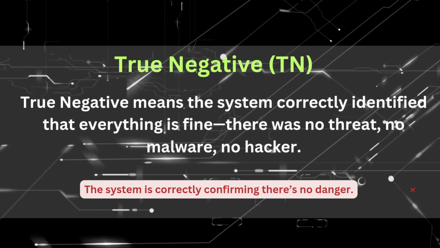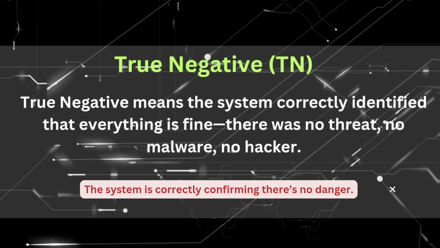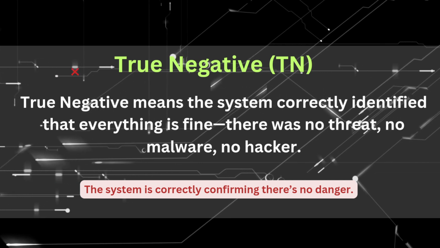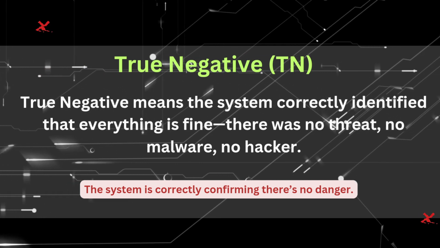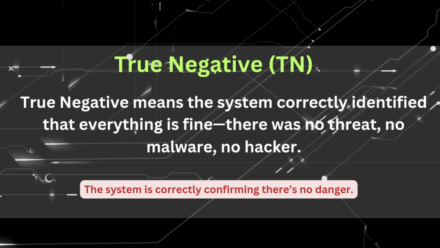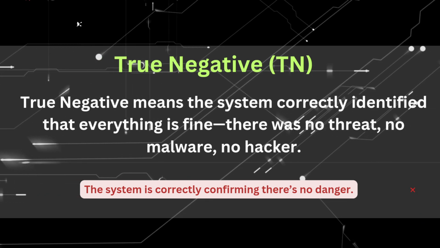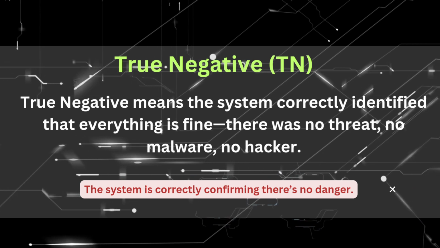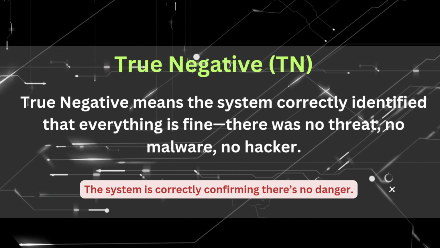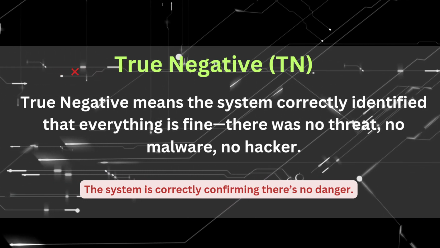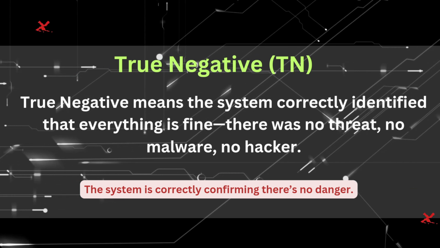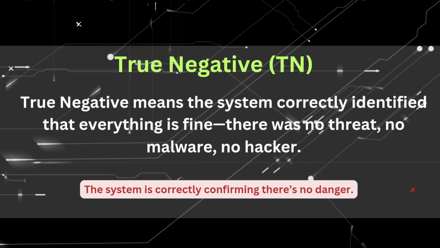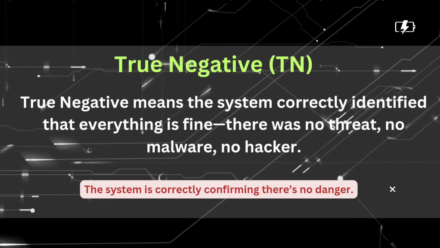Next is true negative. A true negative is when the system correctly identifies that there's nothing wrong. No threat, no hacker, no malware. Let's say that your computer is running perfectly fine and the security system checks everything and says everything is safe, no threats detected. This is a true negative. The system correctly identified that nothing harmful is going on. It's like your home security system telling you no one tried to break in last night and everything is normal.